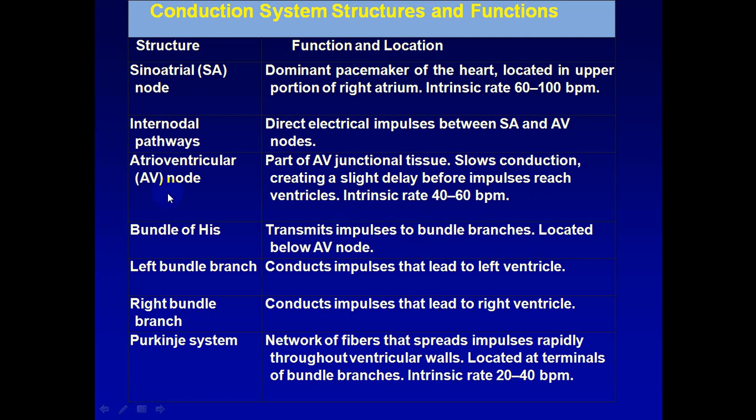The intrinsic rate of the AV node is 40 to 60 beats per minute, while the bundle of His transmits the impulse to the bundle branches located below the AV node. The left bundle branch conducts the impulse to the left ventricle, while the right conducts the impulse to the right ventricle. The Purkinje system is a network of fibers that spreads impulses rapidly throughout the ventricular wall, located at the terminals of the bundle branches. The intrinsic rate of the ventricle is 20 to 40 beats per minute if it discharges spontaneously.